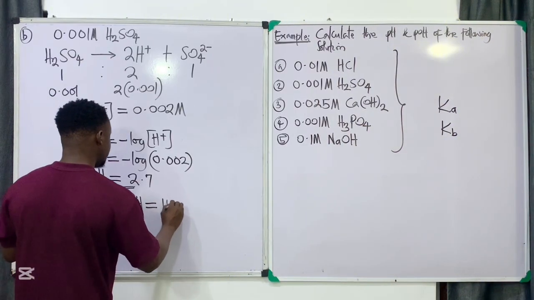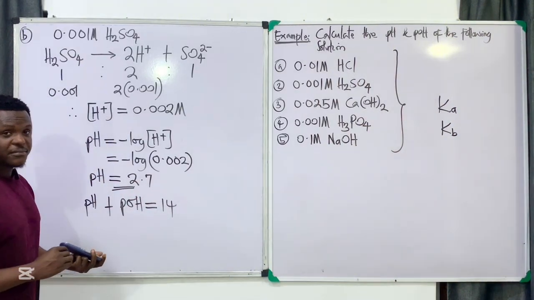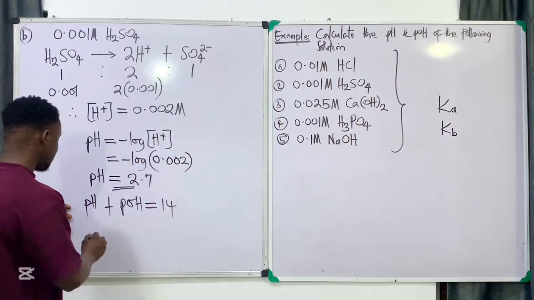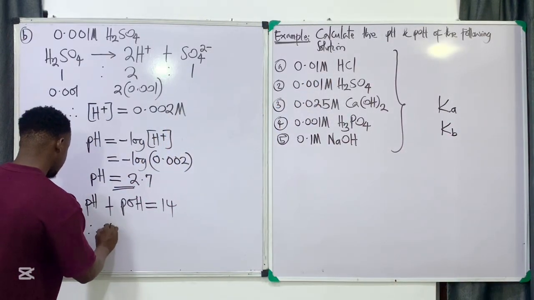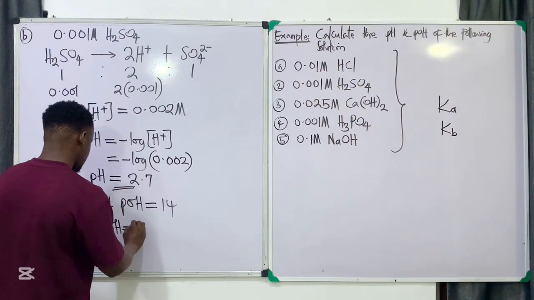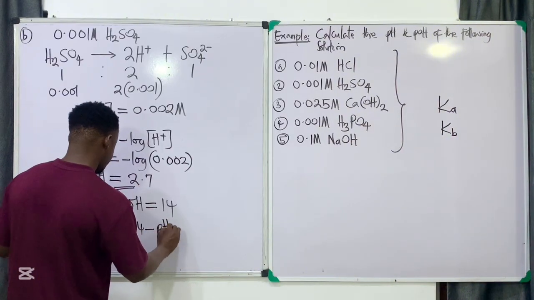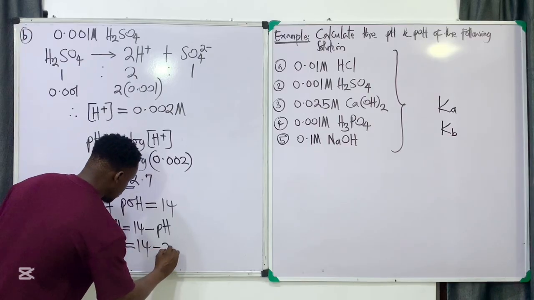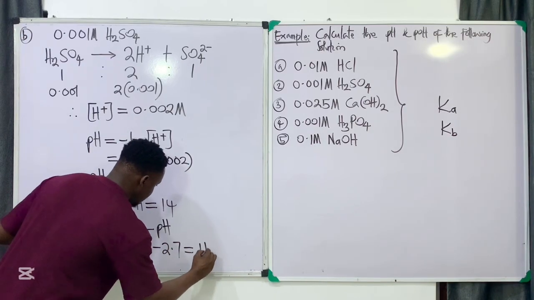plus pOH is equal to 14. Remember, we were asked to solve for pH and pOH. So this now becomes 14 minus 2.7, which is 11.3.